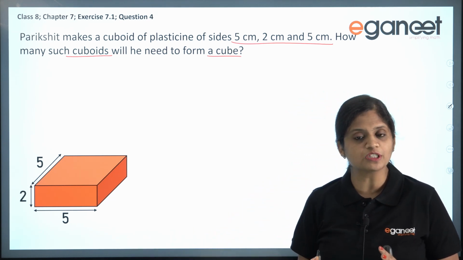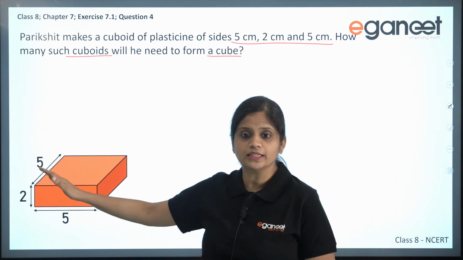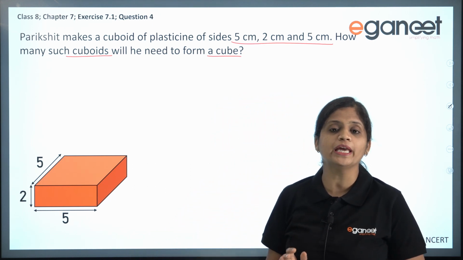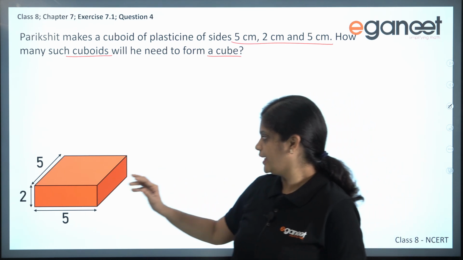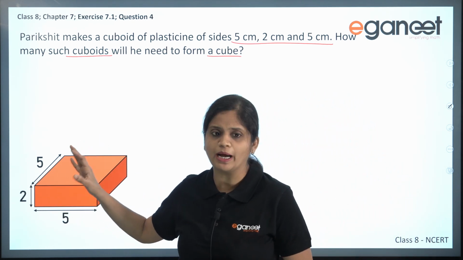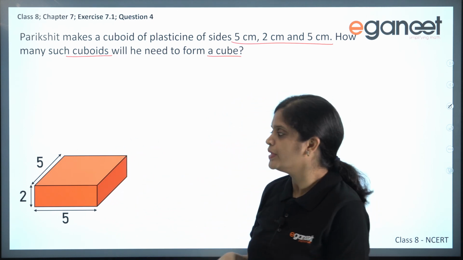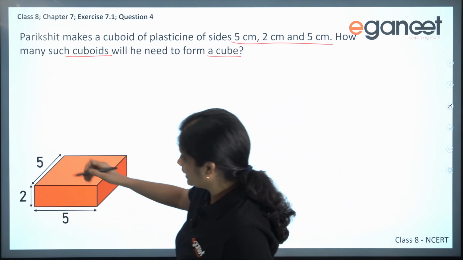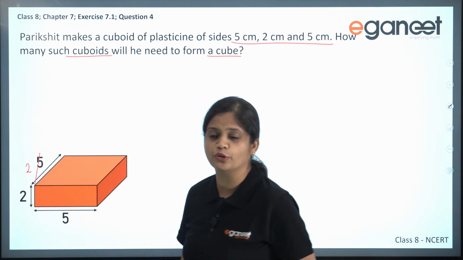The basic difference between a cuboid and a cube is that in a cuboid, the length, breadth and height can be different. However, in a cube, we have all the sides measuring the same measure. Here, I need to convert this cuboid to a cube by placing a few cuboids around it or over it. Suppose I place one more cuboid over it.